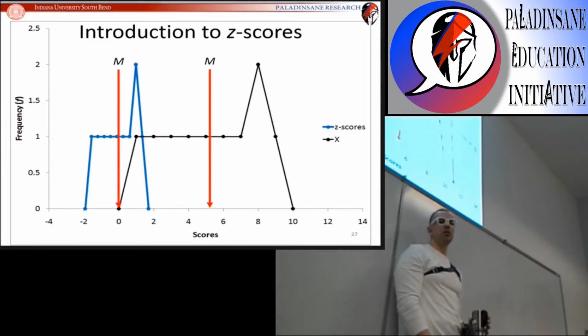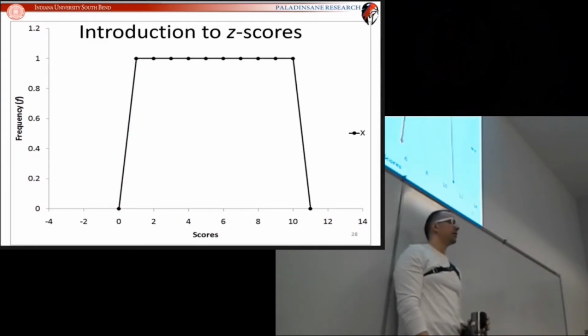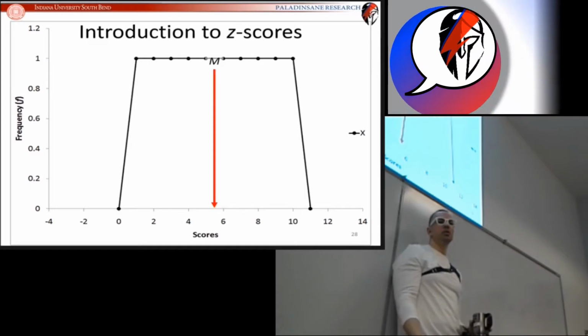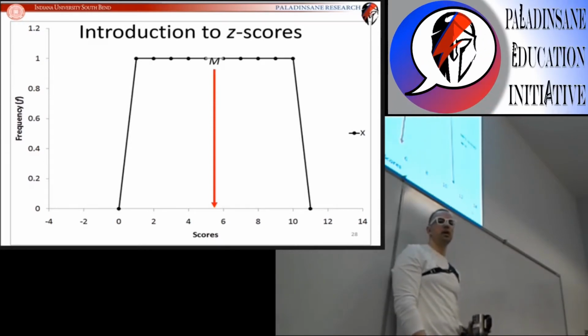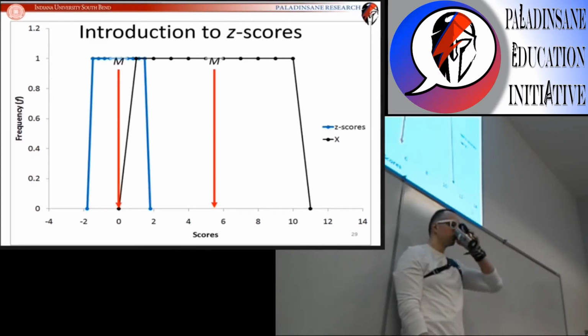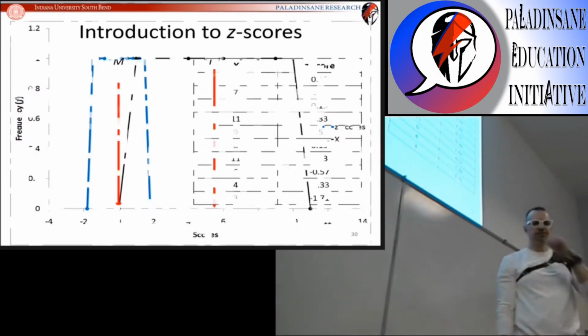And it doesn't matter what your distribution looks like, every single set of raw scores will have a mean, every single set of raw scores will have a standard deviation. Your Z-score takes those raw scores, moves them so that the new mean is equal to 0, and your standard deviation is equal to 1. All right, so that's what a Z-score does.